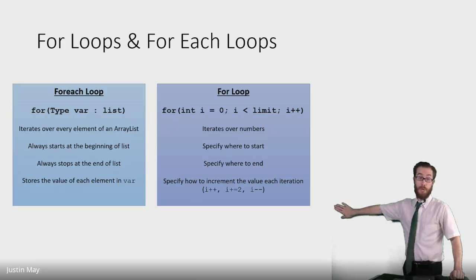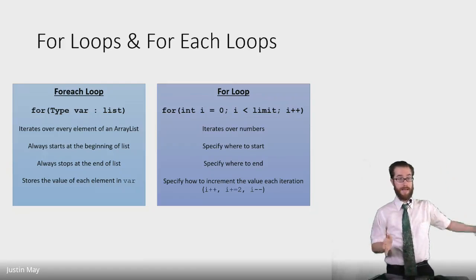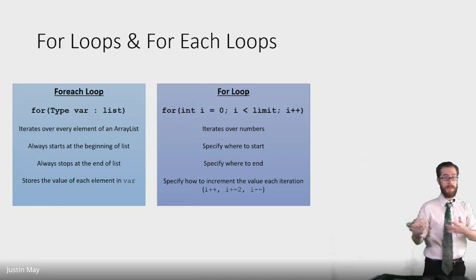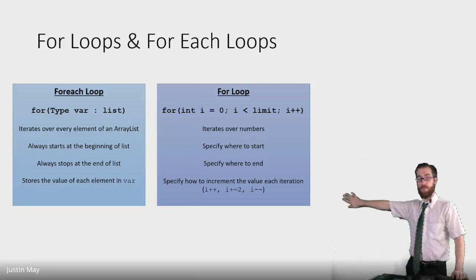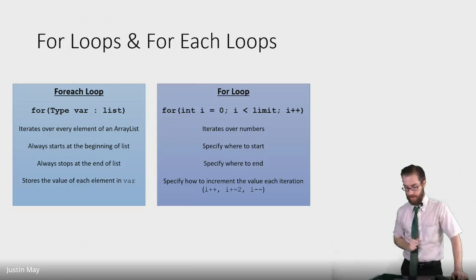That's a thing that you can do in a for loop, but you cannot do that in a for each loop. The for each loop starts at the beginning, goes to the end, stores each element of a list into the variable automatically for you. The for loop doesn't have any of that automatic storing of variables. It's just incrementing this number.